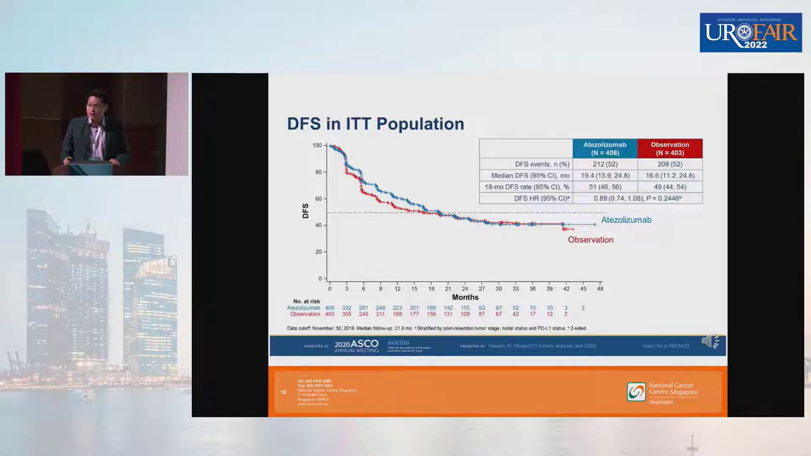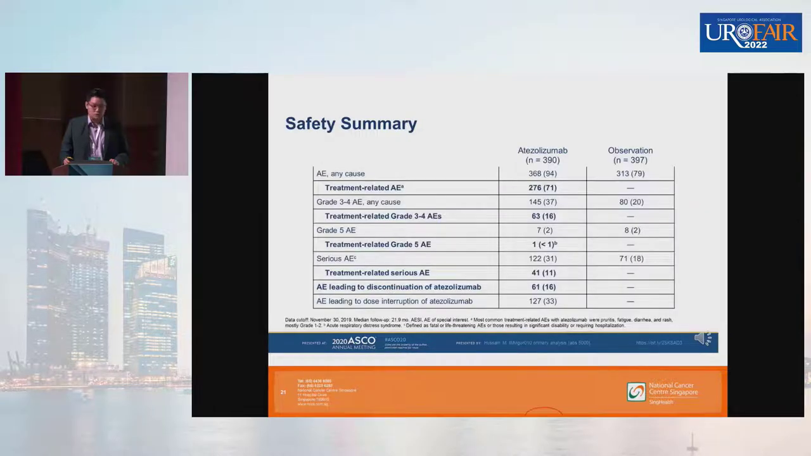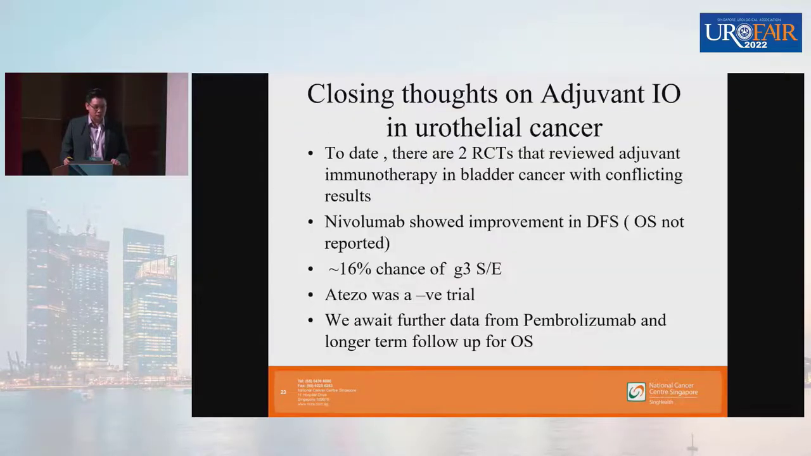This is the disease-free survival in the intention-to-treat population. Unfortunately, this was a negative study. The median DFS was 19.4 months versus 16.4 months. The hazard ratio was 0.89. This is the interim overall survival, hazard ratio of 0.85. In terms of safety signals, very similar again to the nivolumab study, grade 3 side effects around 16%. The conclusions from this study: IMvigor010 did not meet its primary endpoint of disease-free survival. That's the main endpoint that we need to go through.